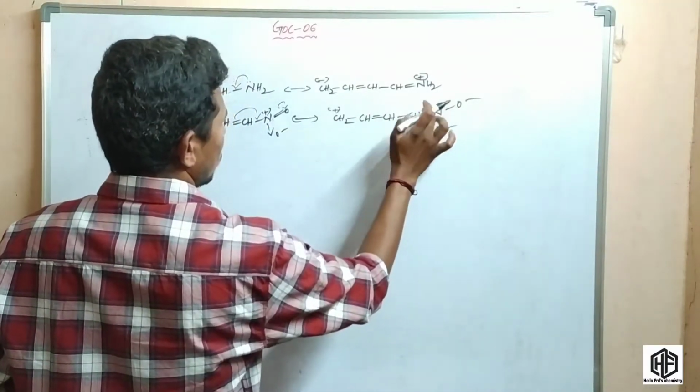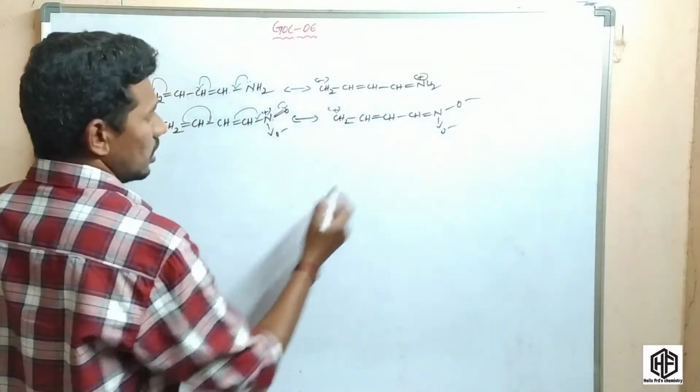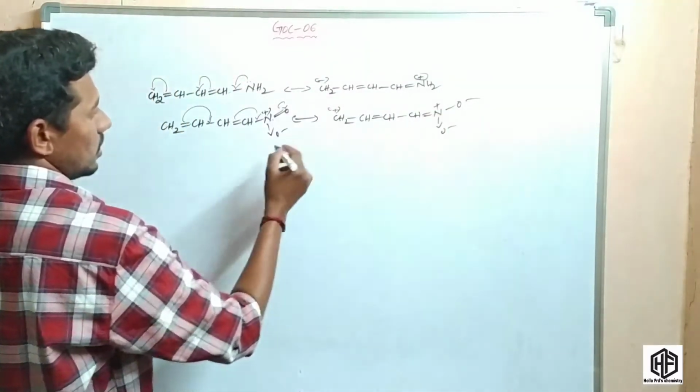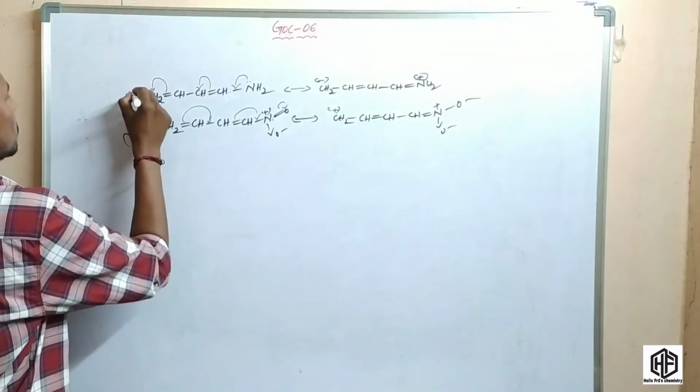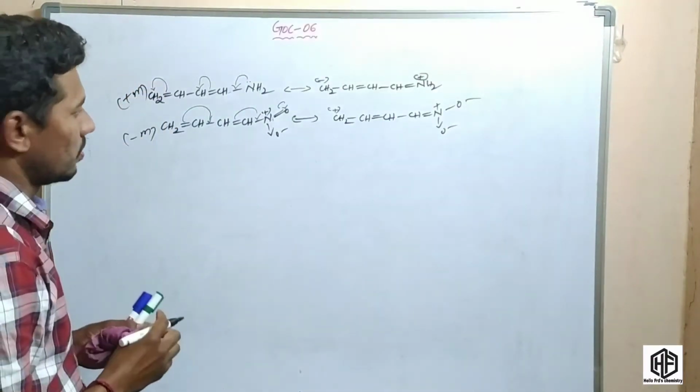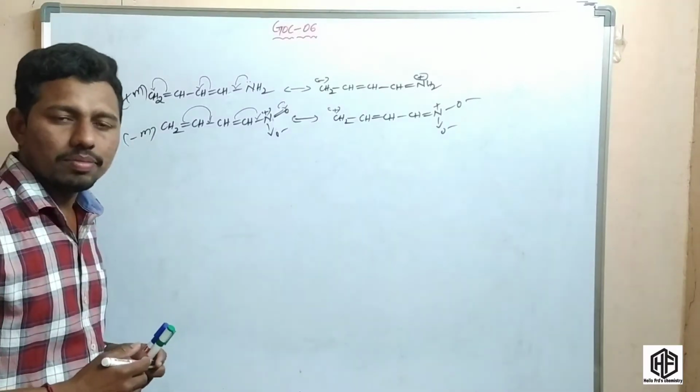Okay, this is the structure, it is having a partially positive charge. This is caused by the minus M effect, this is caused by the plus M effect, this is caused by the plus M effect, this is the minus M effect.